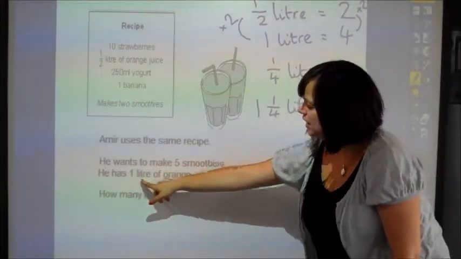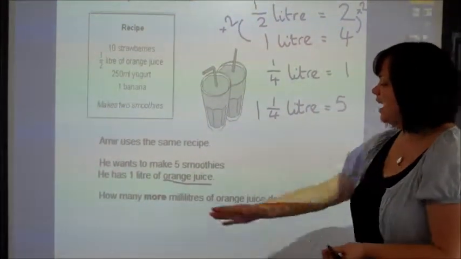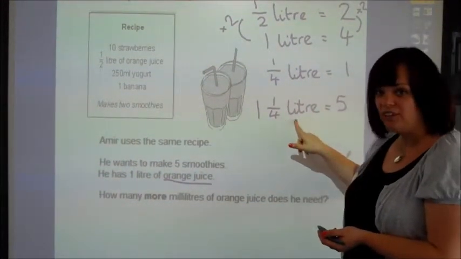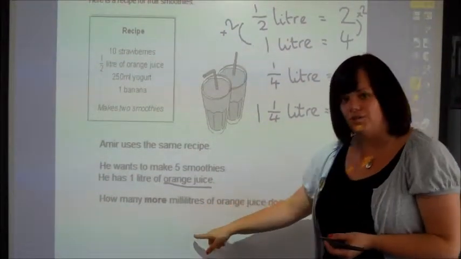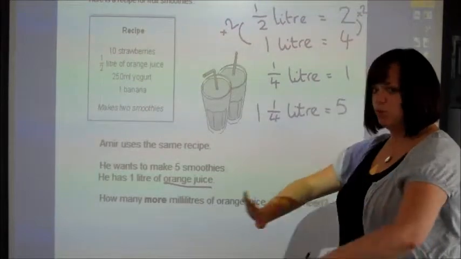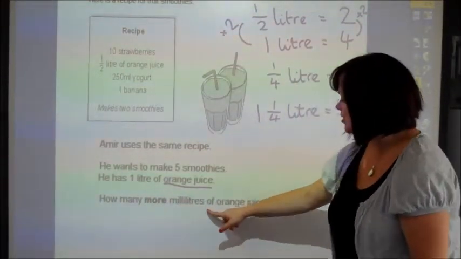I now have to look at this. He has 1 litre of orange juice. How many more does he need? Well, he needs 1/4 of a litre more. He's low by 1/4 of a litre. But it doesn't ask you for that. That is not the answer. Don't write 1/4. Okay? It says how many more millilitres of orange juice.